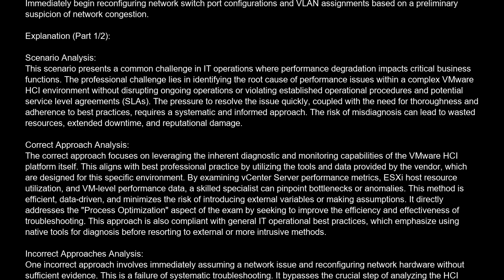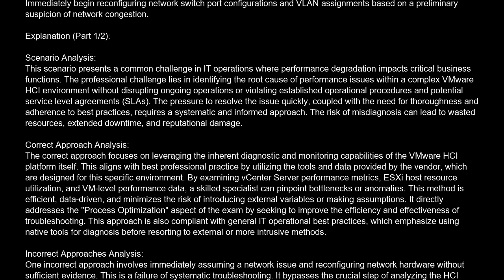The professional challenge lies in identifying the root cause of performance issues within a complex VMware HCI environment without disrupting ongoing operations or violating established operational procedures and potential service-level agreements, SLAs. The pressure to resolve the issue quickly, coupled with the need for thoroughness and adherence to best practices, requires a systematic and informed approach. The risk of misdiagnosis can lead to wasted resources, extended downtime, and reputational damage.